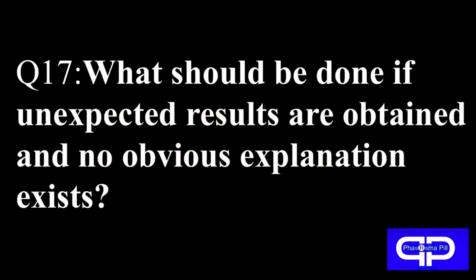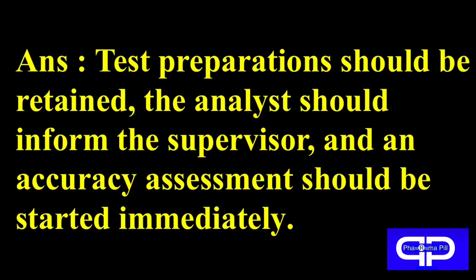Now comes question number 17. What should be done if unexpected results are obtained and no obvious explanation exists? Answer is, test preparation should be retained, analyst should inform the supervisor, and an accuracy assessment should be started immediately when you are obtaining unexpected results. These are the steps which we have to follow.